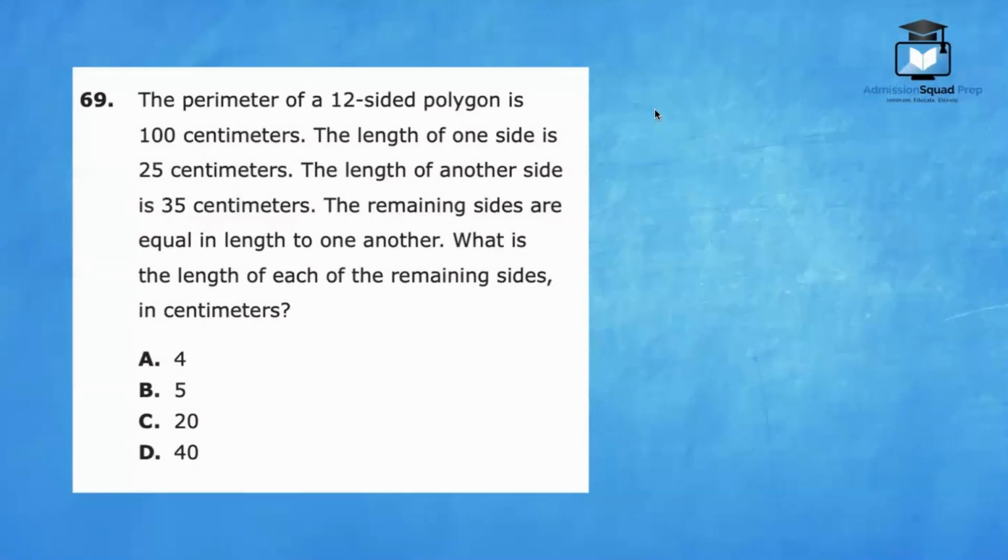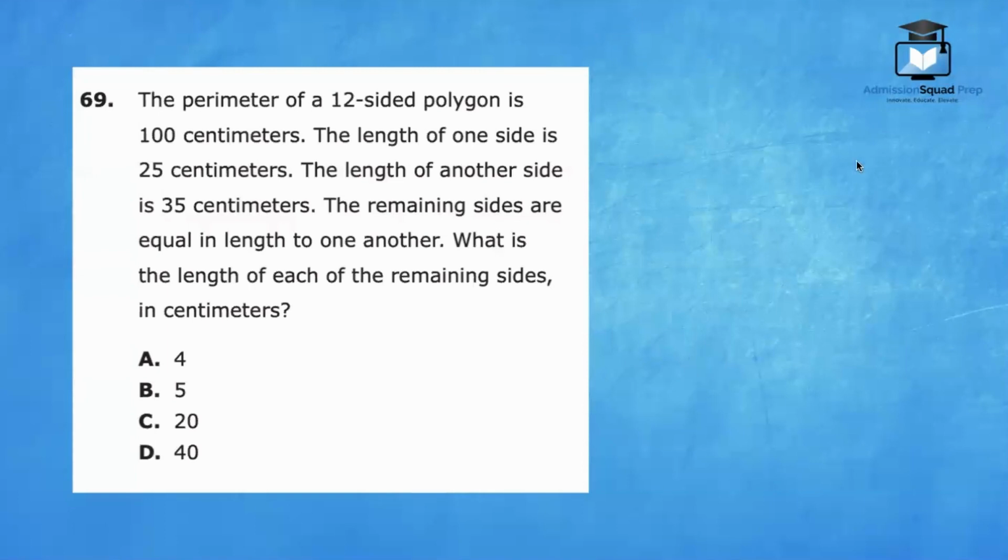Number 69. The perimeter of a 12-sided polygon is 100 centimeters. The length of one side is 25 centimeters. The length of another side is 35 centimeters. The remaining sides are equal in length to one another. What is the length of each of the remaining sides in centimeters? Let's set up an equation.